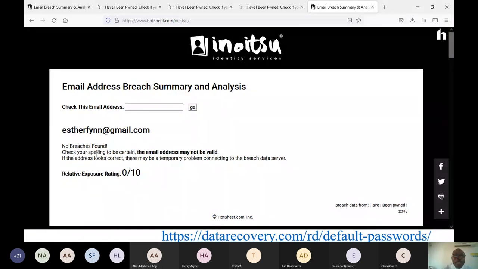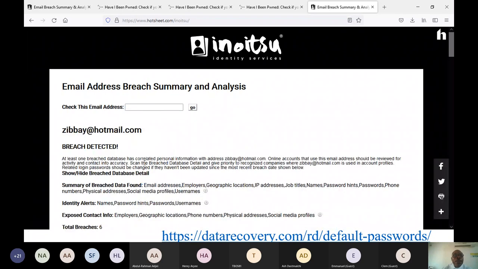Okay, I'm going to use an email which I know has been compromised. This email, zibe@hotmail.com, I want to find out, so assuming this is the email of your boss. You come to this site, you run it, and the feedback I'm getting is that the email has been compromised. You see that it says breach detected. So these are the kind of things hackers do. They are very excited when your systems administrator's email is breached, your director general's email is breached, your head of finance's email is breached. Then they figure out exactly what to do.